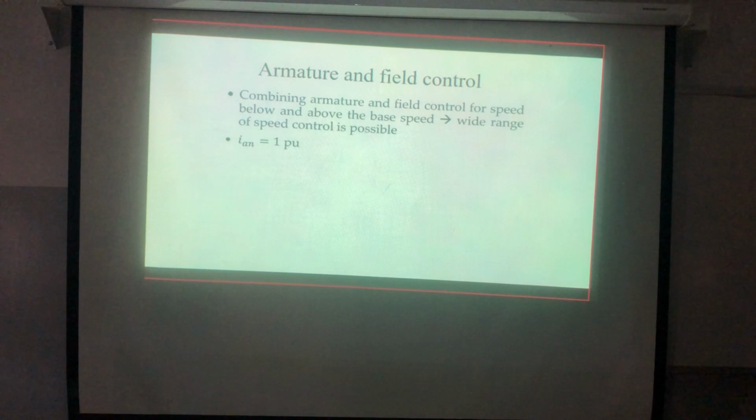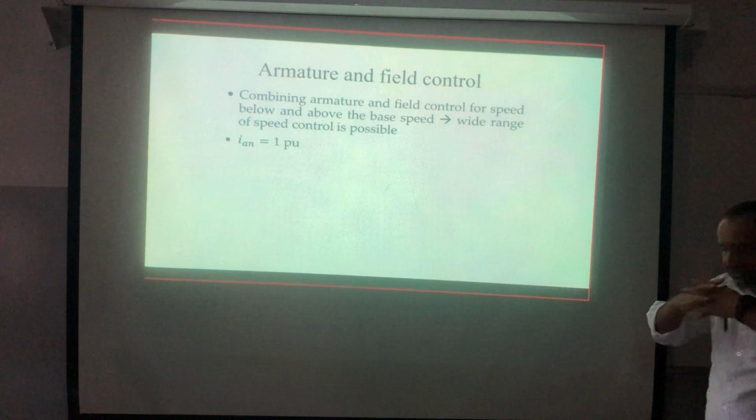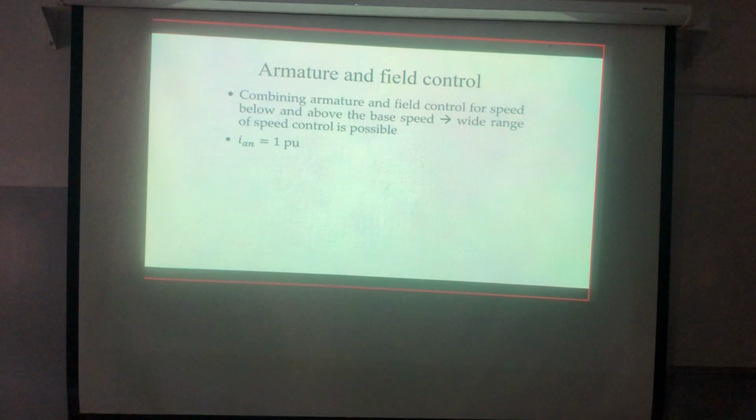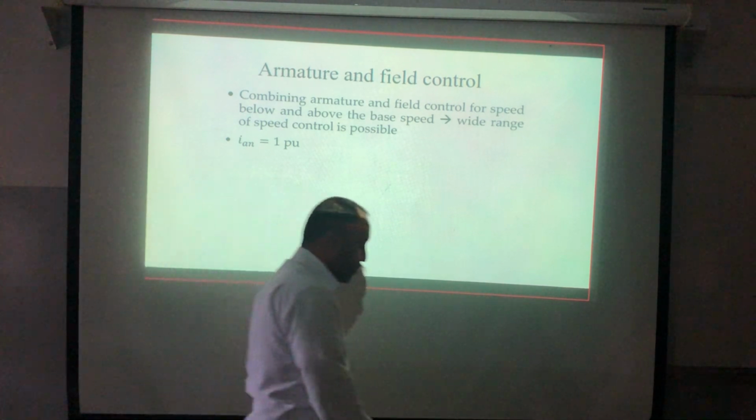So now let's try to discuss the armature and the field control in order to achieve, let's say, a wide speed region of control. In the first stage, I will plot the curves under the assumption that I'm having 1 per unit in the armature, which means the rated what? The rated current, correct? Good.